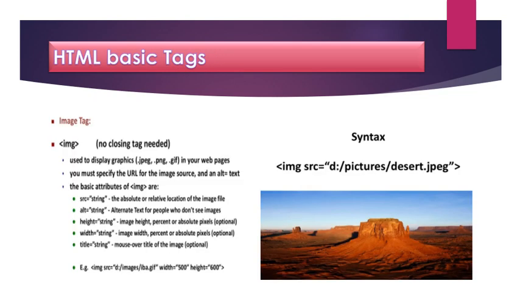Then we have also basic tags, such as the image tag. The image tag is used to display graphics in your web pages. So majorly this is used for displaying image graphics. We have img src, which shows the source of the picture, and its name. Also, this img tag does not require the closing tag.